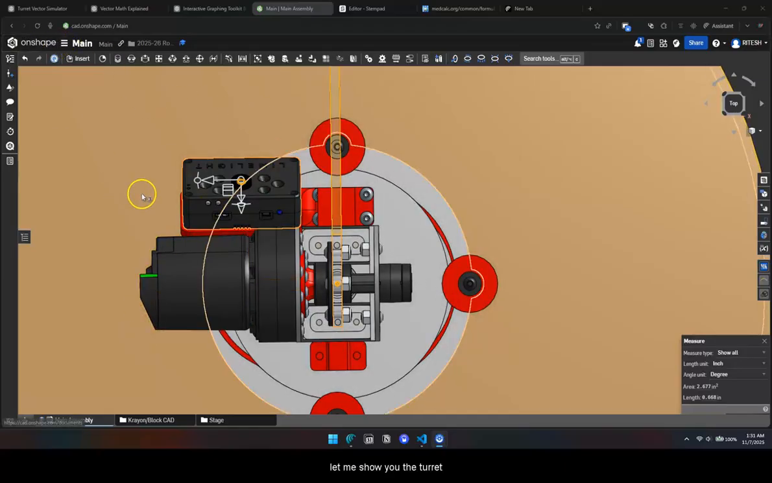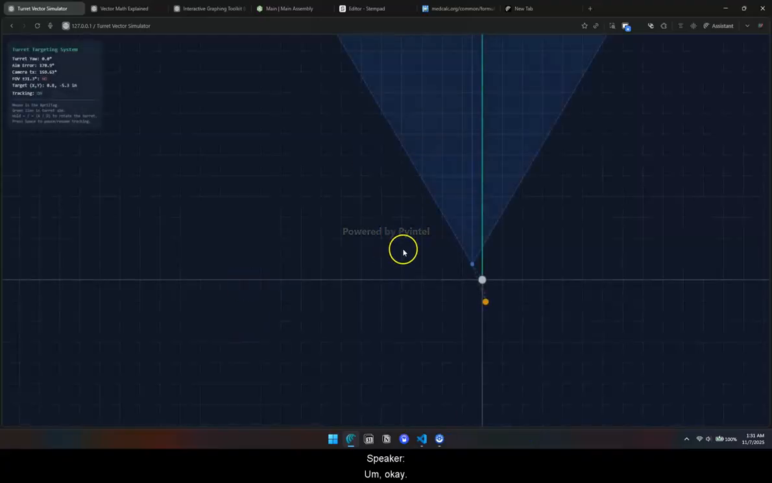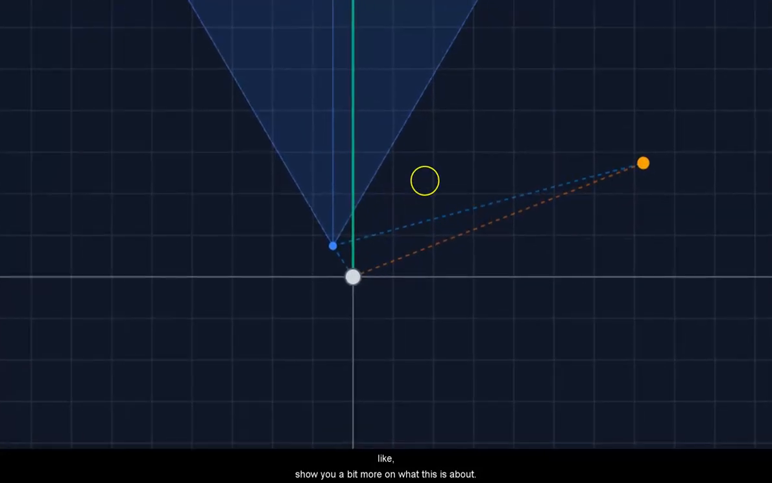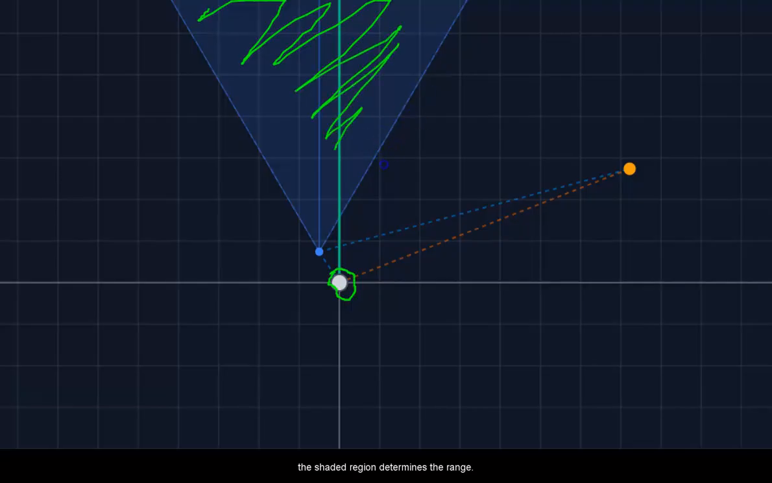Okay, let me show you the third vector simulator that I came up with. So this is our turret center. This is the turret center, and your blue guy is your Limelight. The shaded region determines the range, the field of view, of what the Limelight can see.